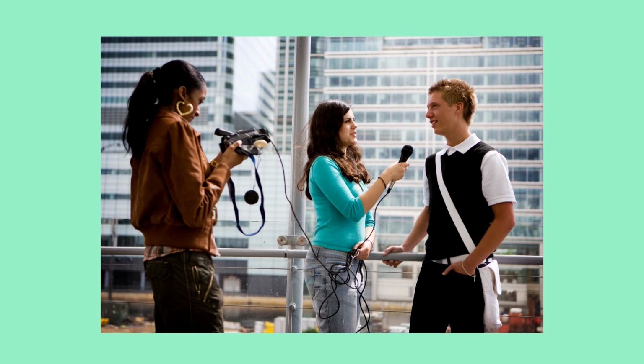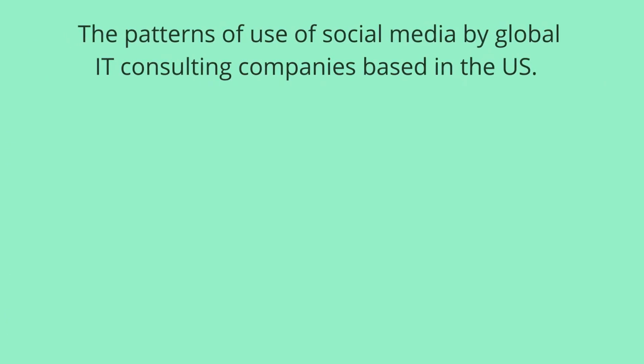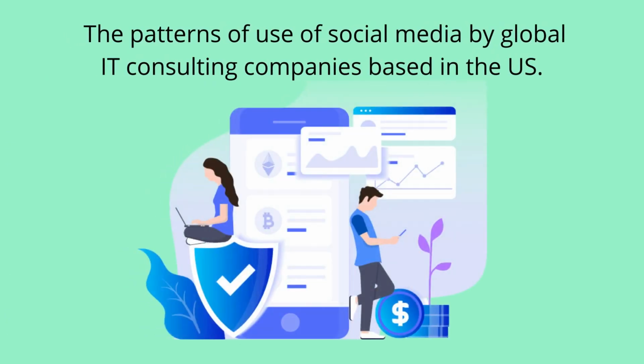Another example: your research objective is to determine the patterns of use of social media by global IT consulting companies based in the US. Rather than applying random sampling and choosing subjects who may not be available, you can use purposive sampling to choose IT companies whose availability and attitude are compatible with the study.